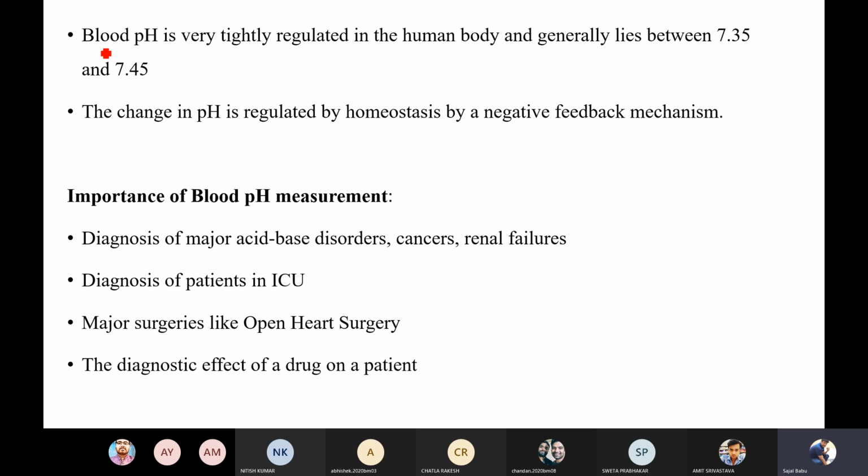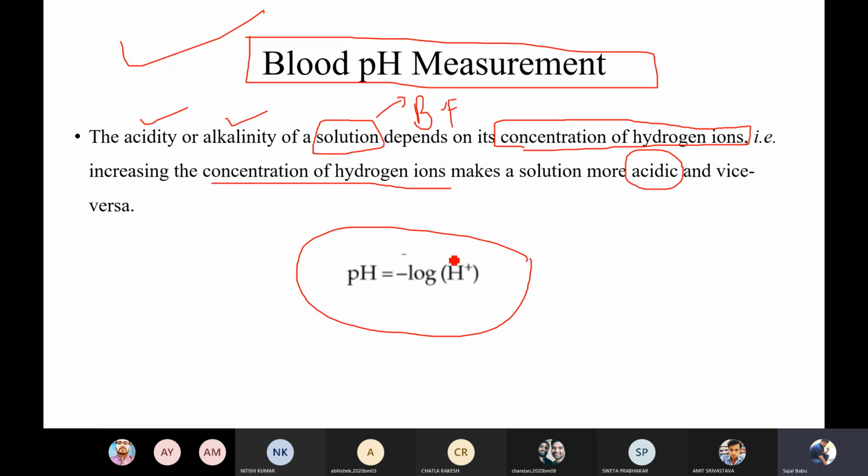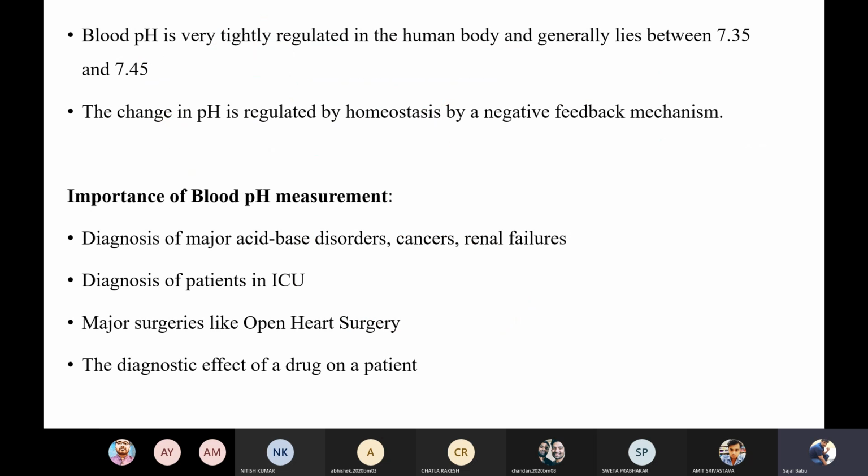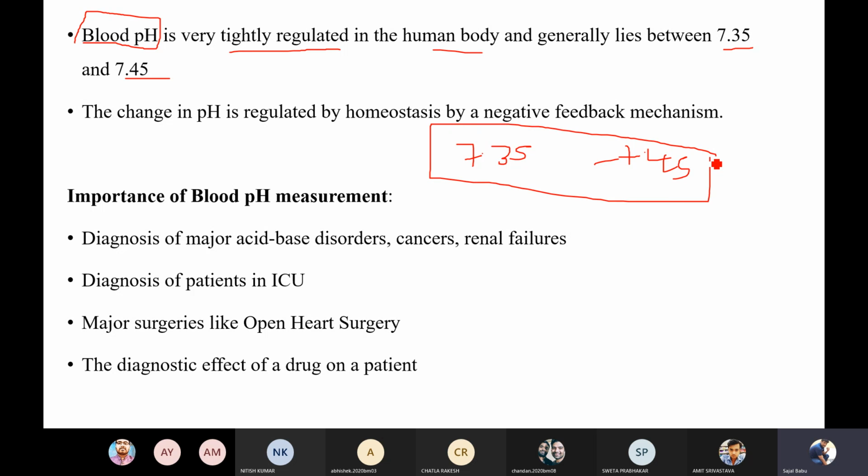Okay, so how is the blood pH measured? Here I have said that pH is the concentration of hydrogen ions, right? If we take the pH of the blood, it is one of the very tightly regulated parameters in our human body. It only varies between 7.35 and 7.45. It is not going to get below 7.35 or increase more than 7.45.